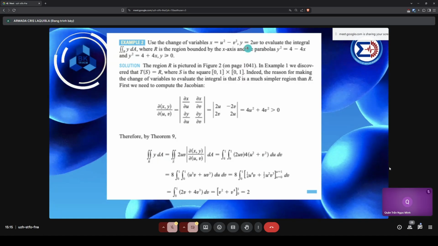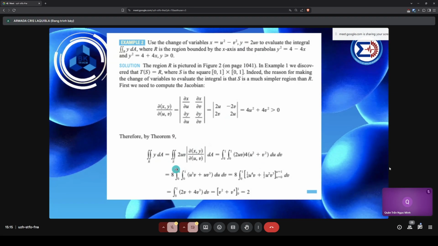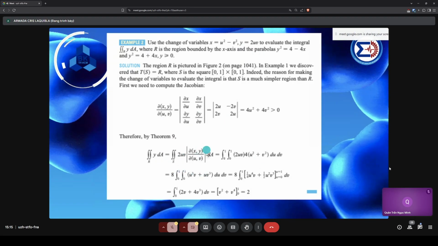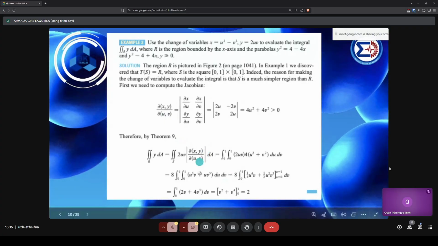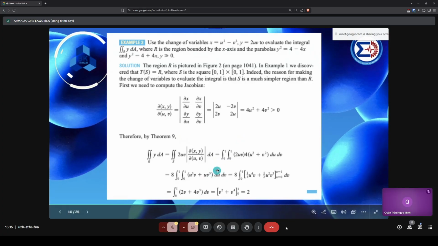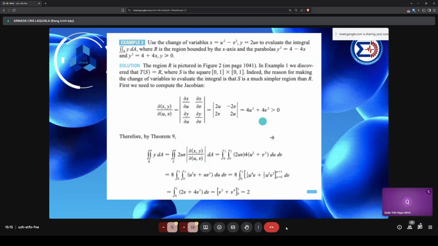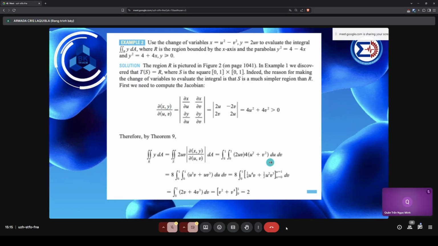And we have the value of your y already. Your y is equal to 2uv, so we have to substitute it here: 2uv. Again, the absolute value of your Jacobian and then dA. Now, we take the double integral. So 2uv, substitute your Jacobian. It's 4 times u squared plus v squared.